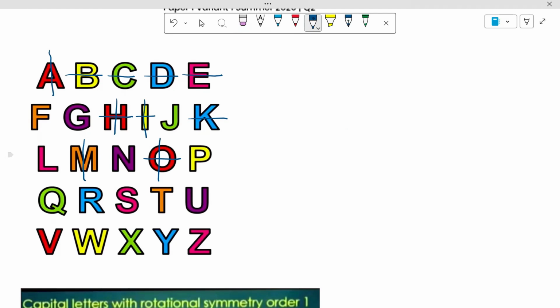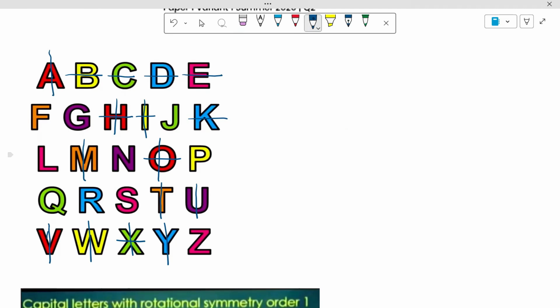T can have a vertical line of symmetry. U can have a vertical line of symmetry, means this line can cut U into two exactly identical parts. Same, V can have a vertical line of symmetry. W can have a vertical line of symmetry. X can have two lines of symmetry. Y can have one line of symmetry. Z has no line of symmetry.